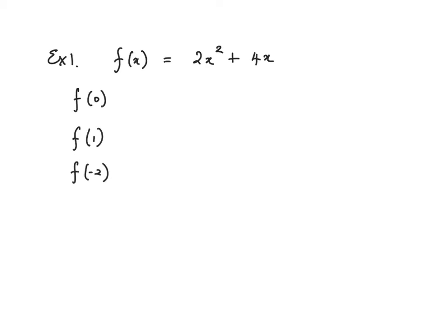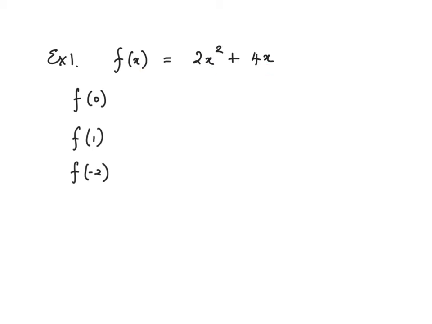So we've got a function f of x, and that's 2x squared plus 4x. And what we want to do is to work out f of 0, f of 1, and f of minus 2, which is to say we want to work out the value which this produces when x has the value 0, 1 and minus 2. Now remember, if we change this part here, this letter, to another letter or a number, then we must make the same change here and here.